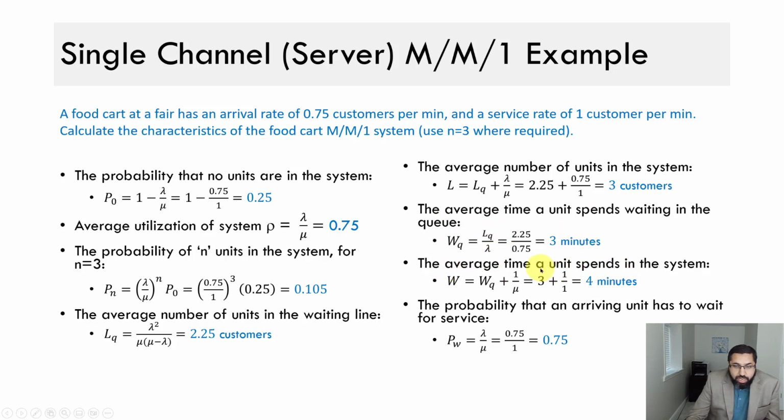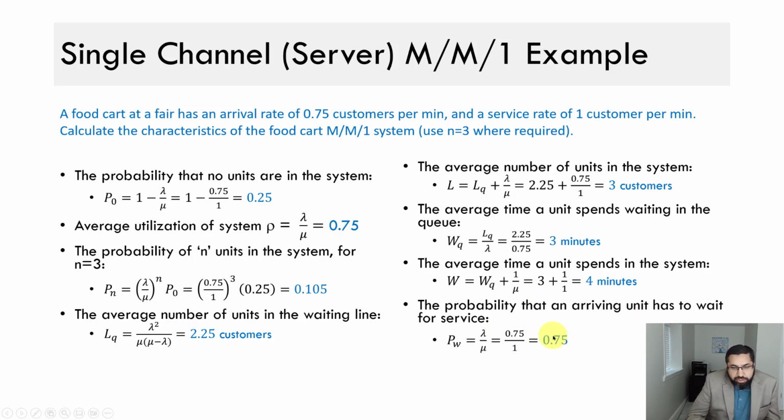What is the average time a customer spends in the whole system? That includes waiting time plus time to be served with their hot dog. That is going to be WQ plus 1 over mu, which is 4 minutes. The probability that an arriving unit has to wait for service, PW, is simply 0.75.